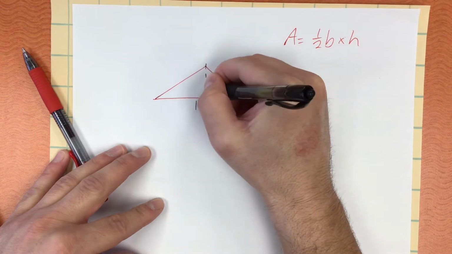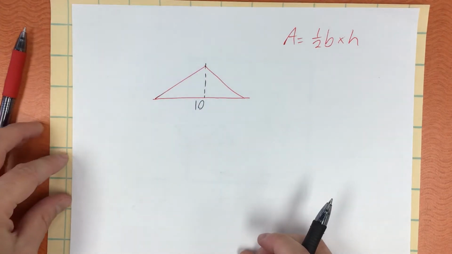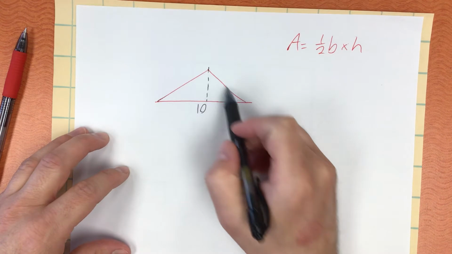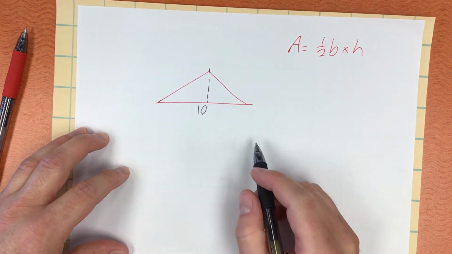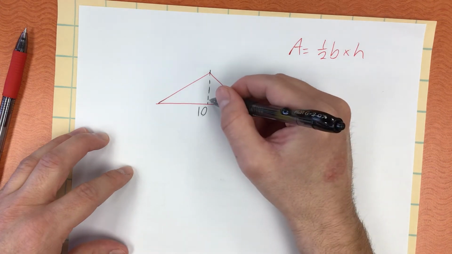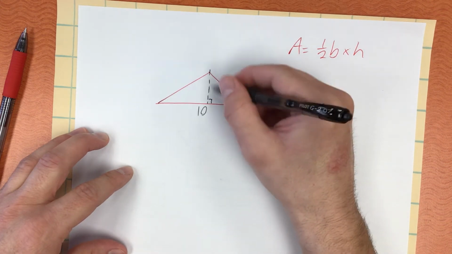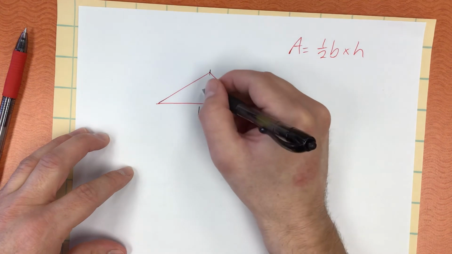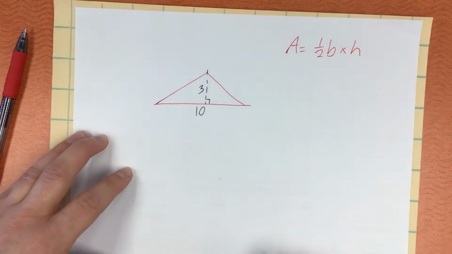And then my height. Here's the trick with the triangle. The height isn't going to be one of these crooked sides, right? Just like on our parallelogram. It can't be the length of that crooked side. It has to be perpendicular. It has to be a 90-degree angle up from your base. So I'm going to put this one as 3. I'm just making these numbers up here.